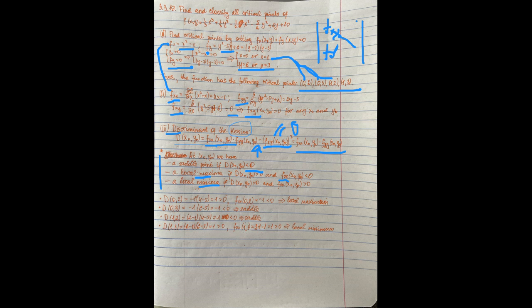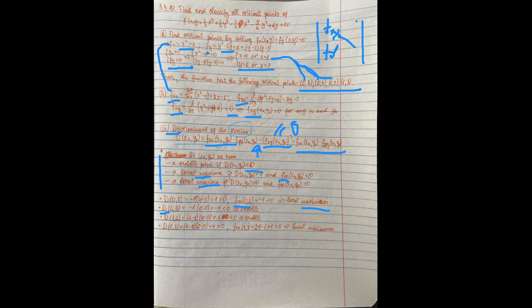So at the point (0, 2), we have that the discriminant is more than 0. Then there are two options. It can be a maximum or a minimum, local maximum or minimum. So I need to look at fxx at this point. In this case, it's -1, which is less than 0. That's why I conclude that this is a local maximum. For the second point, (0, 3), the discriminant is -1, which is less than 0. So it's a saddle. I don't need to check fxx.